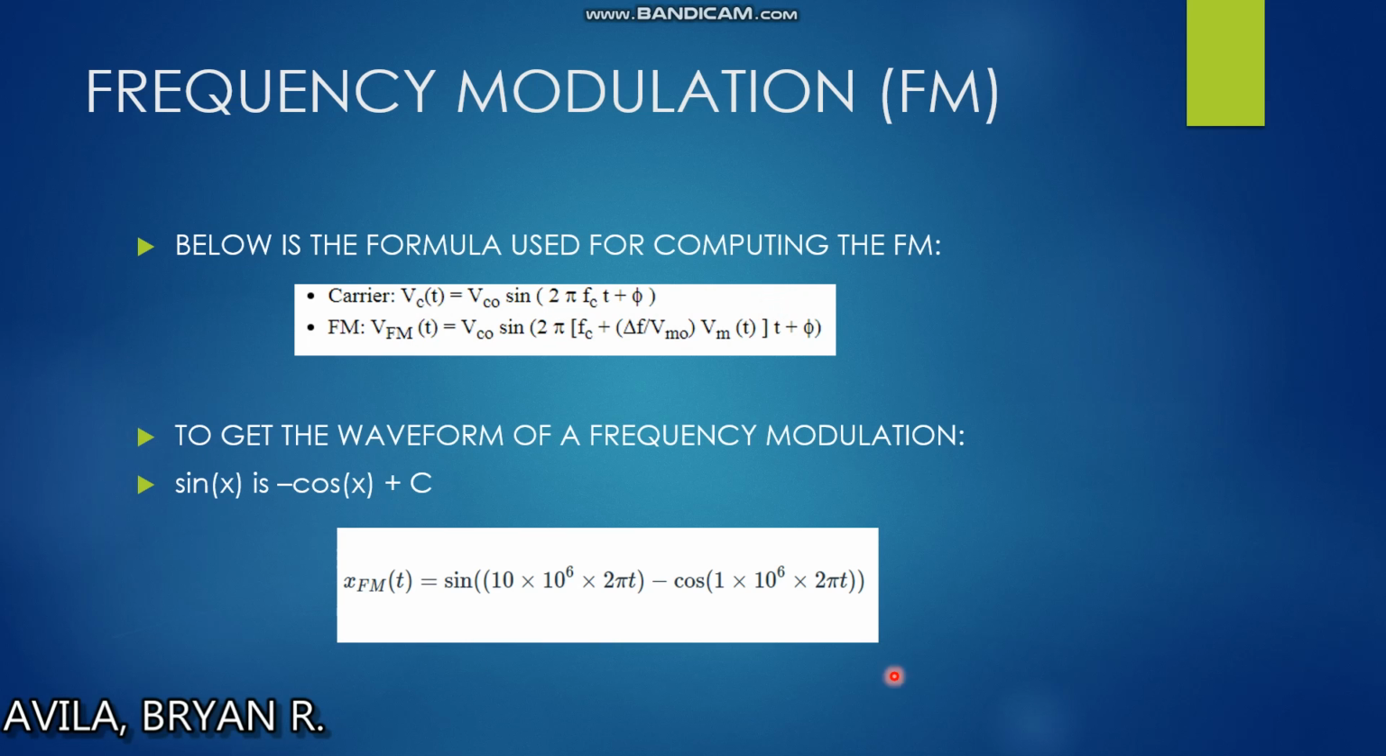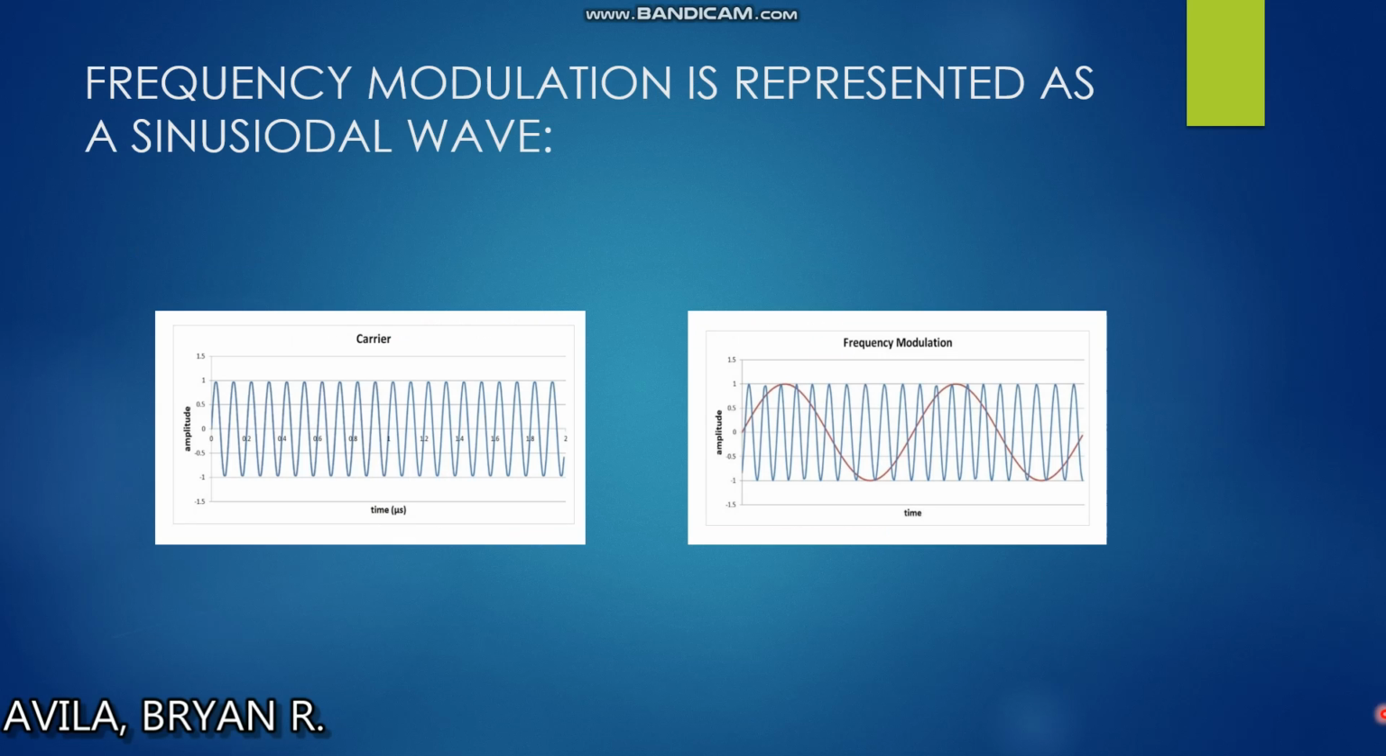So this is how to get the waveform of frequency modulation. Here the plus C is a constant. In other words, to get the waveform of a frequency modulation, you have to integrate. So here is a frequency waveform. We can see here that frequency modulation is represented as a sinusoidal wave.